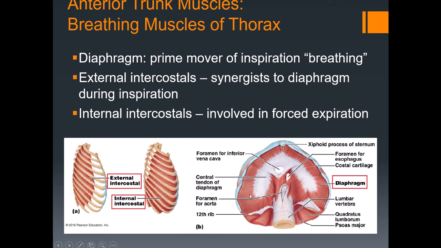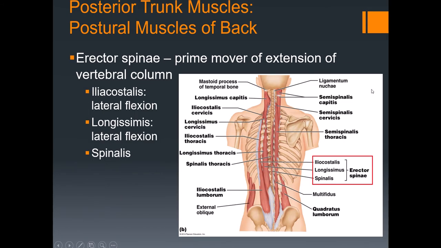So you can see here's the diaphragm, external and internal intercostals. If we look at postural muscles, we're talking about muscles posterior, muscles in the back, and we're really talking about one big muscle group called the erector spinae. I love that one, erector spinae, erect spine. So that's what causes extension of your vertebral column. So it allows you to stand up straight, right?